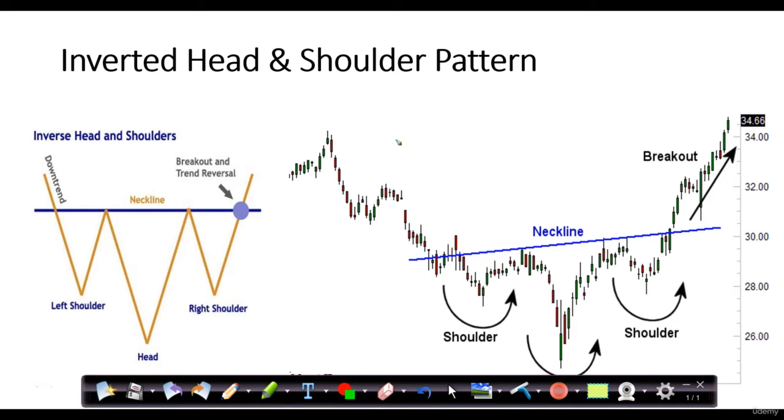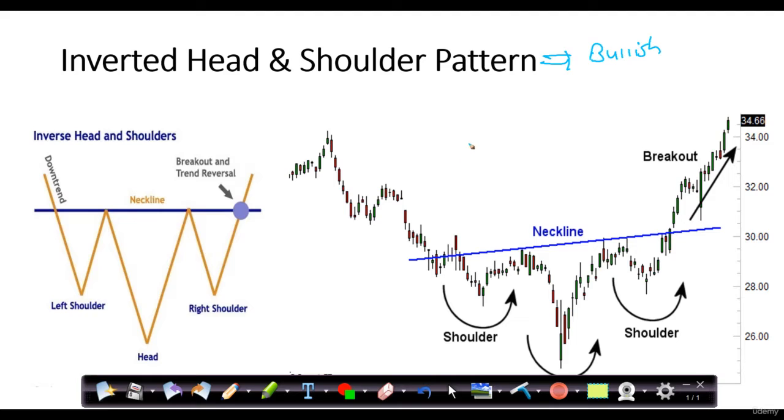In the last video, we discussed the head and shoulder pattern. It looks like this, and we make the entry here. The head and shoulder pattern is the sign of bearishness. So there is an opposite term called the inverted head and shoulder. The inverted head and shoulder pattern is the sign of a bullish trend.